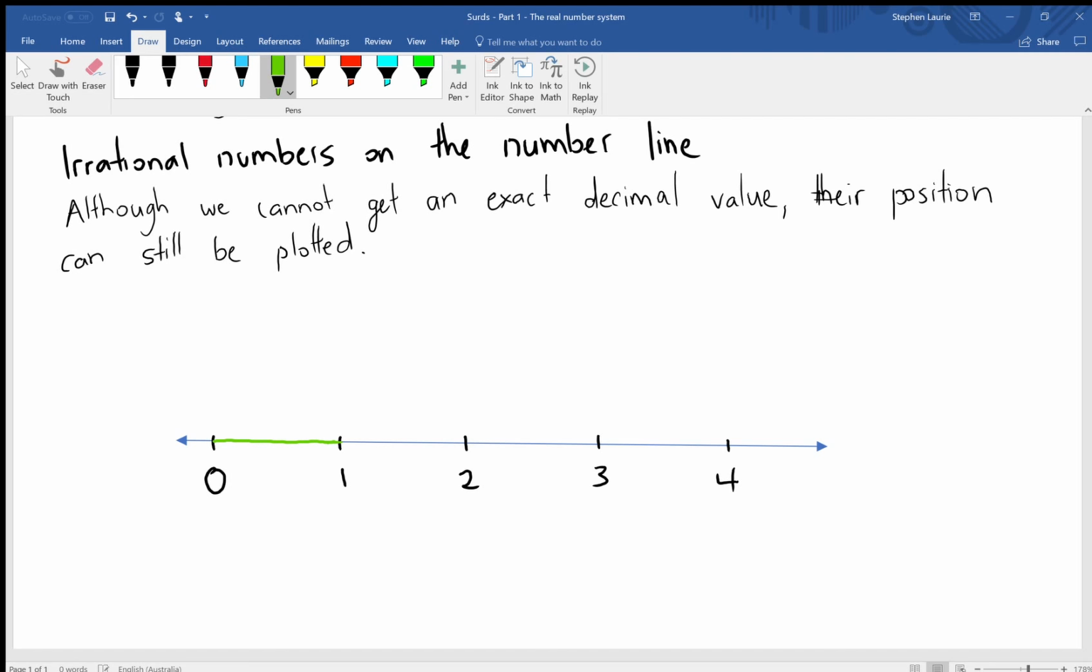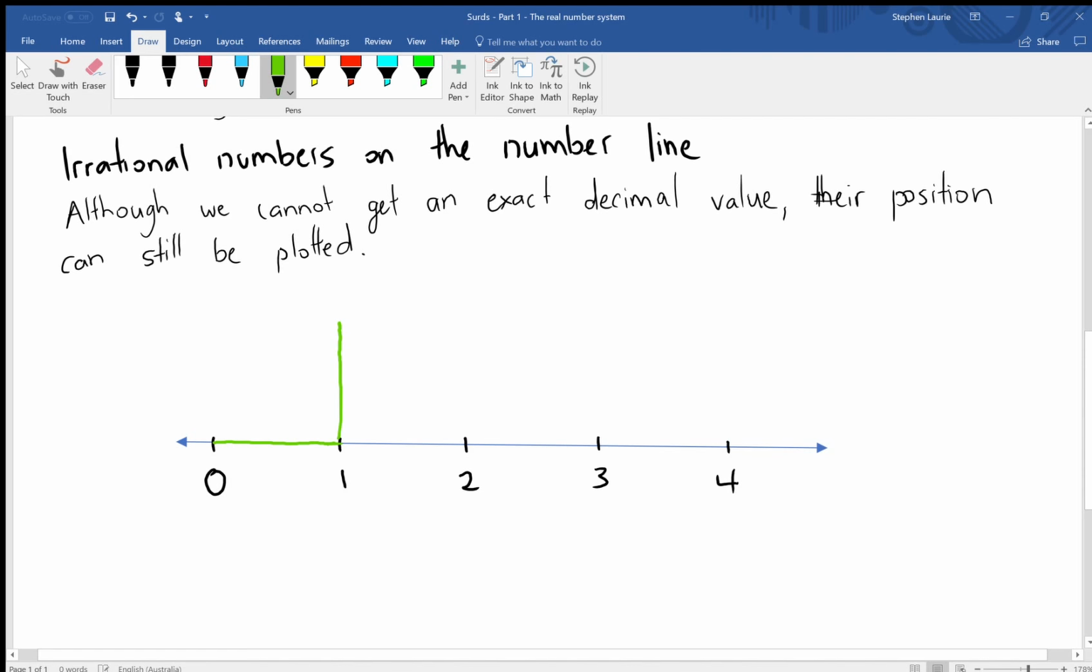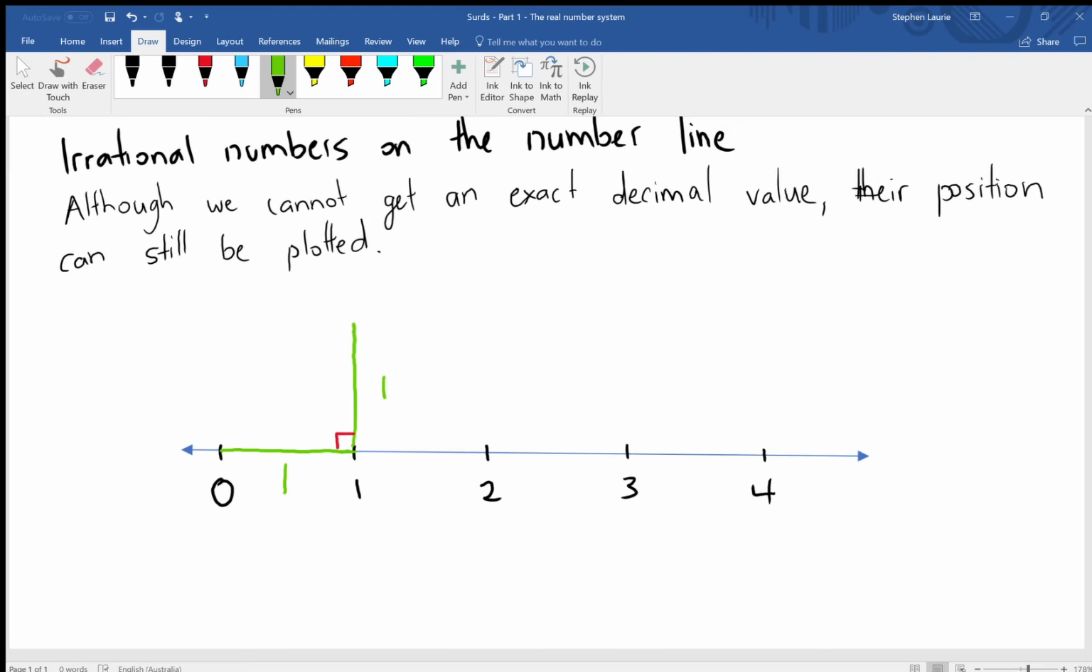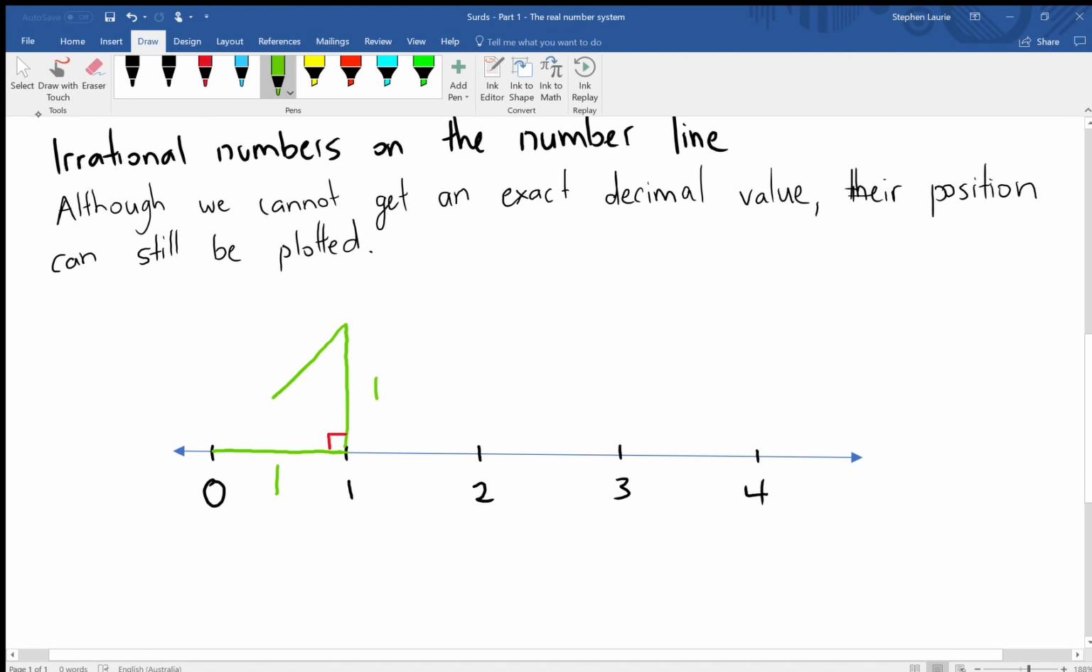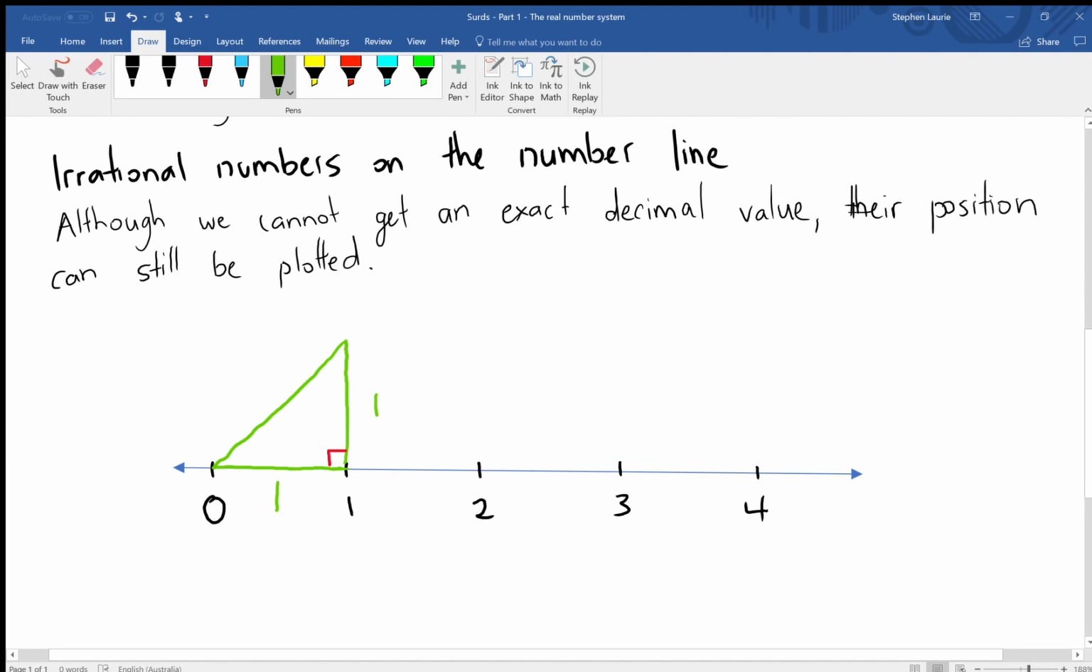It's got base length 1 and height of 1. It's a right angle, and so the hypotenuse is joined up there. Now obviously the hypotenuse of that triangle is an actual length, right? We can see it right there. But what is the length of that hypotenuse?